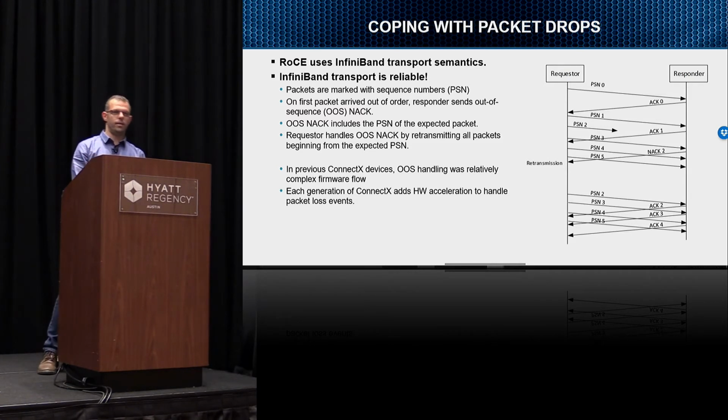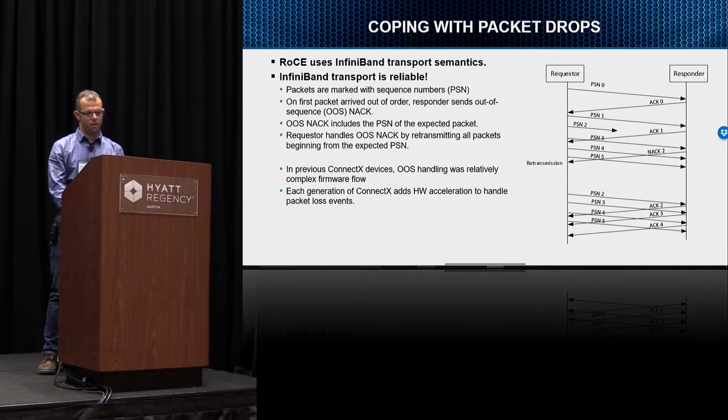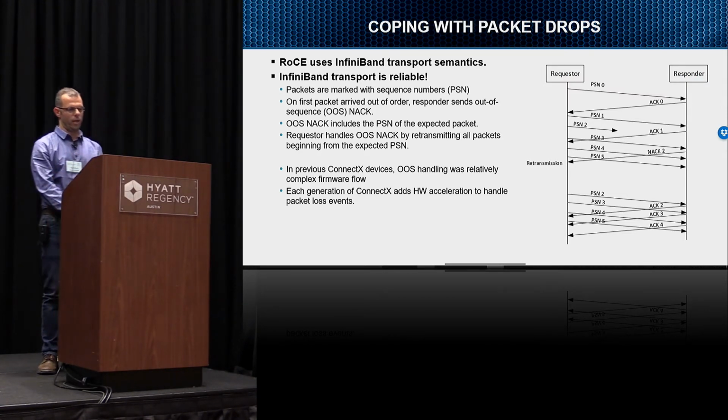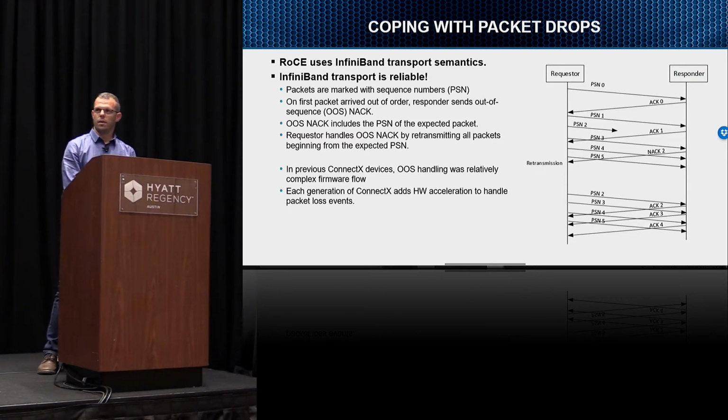Previously, since RoCE and RDMA were assumed to run on lossless networks, drops were assumed to be very rare. So in previous devices, the handling of out-of-sequence packets was relatively complex and slow. Today, in every ConnectX device that Mellanox designs, in every generation, we have better implementation, better semantics, and we add layers of hardware acceleration to handle packet loss better. But basically, this is how the scheme works today.